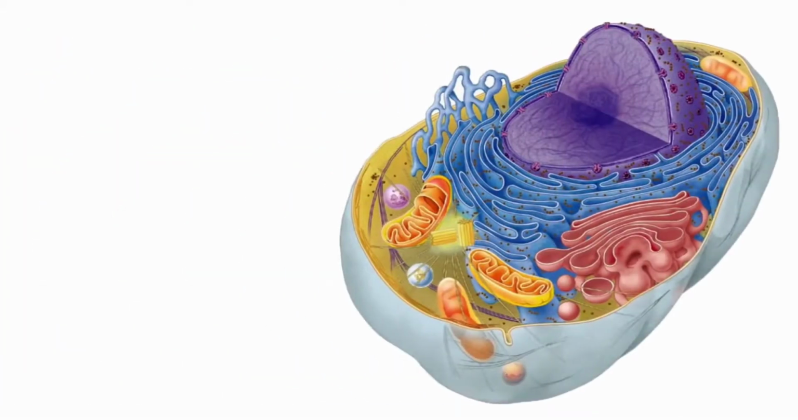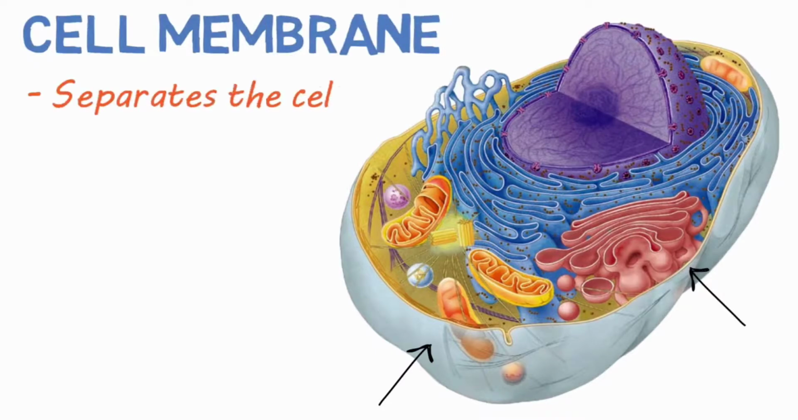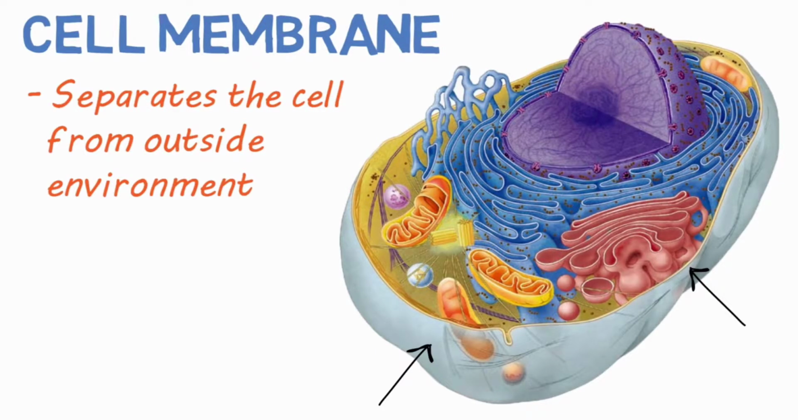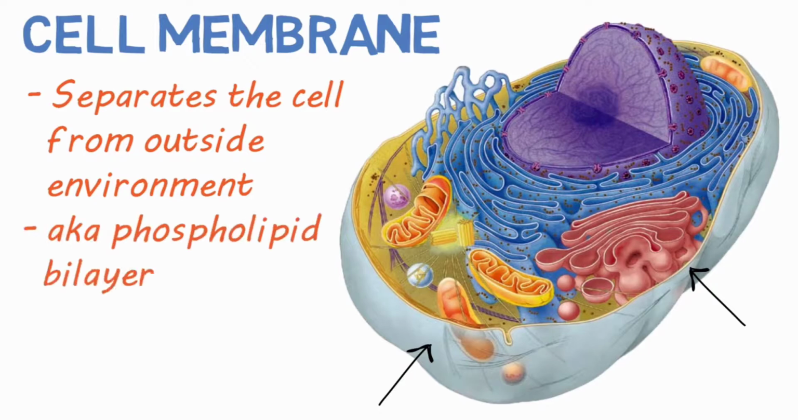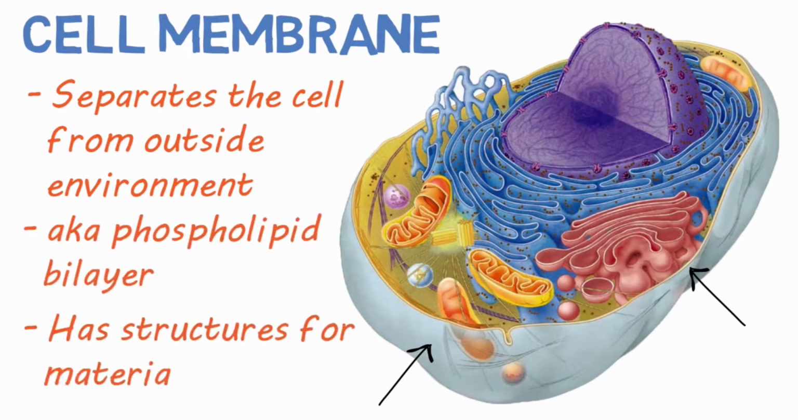briefly on the function of each. We'll start on the outside with the cell membrane. This is what separates the cell from the environment outside the cell. It is also known as the phospholipid bilayer and has various structures to allow for the inflow and outflow of water and other molecules and compounds.